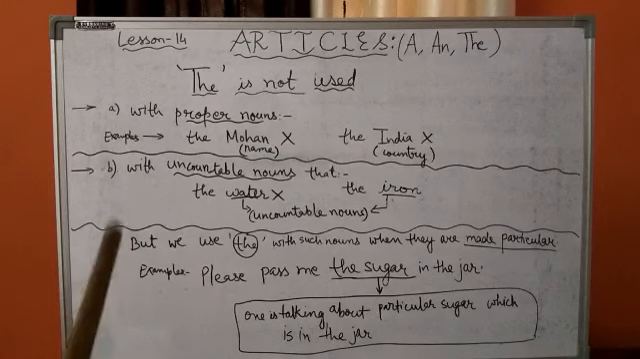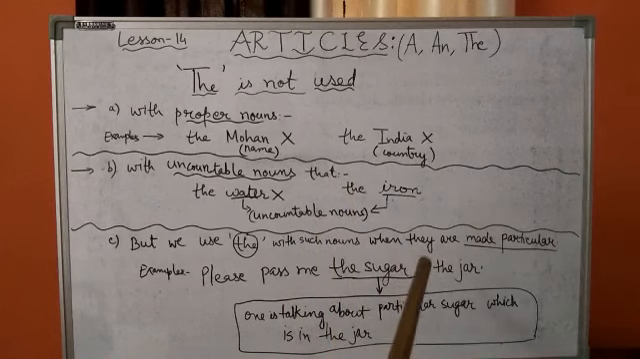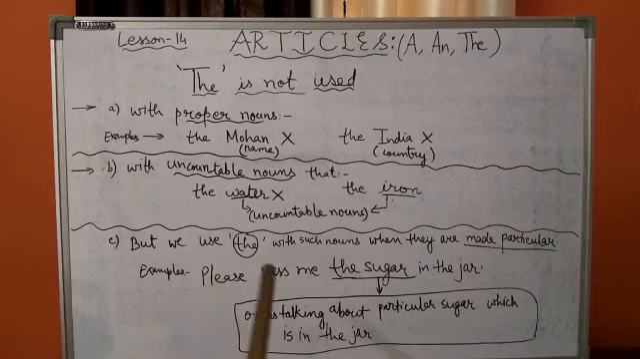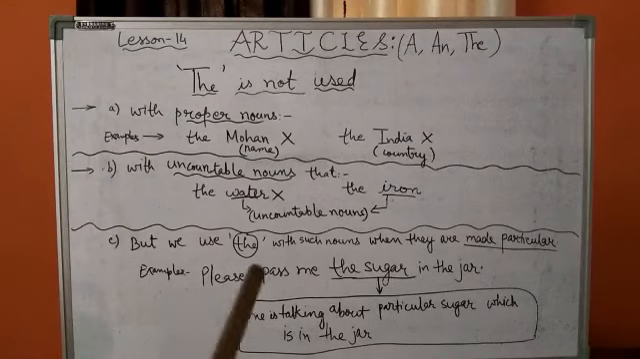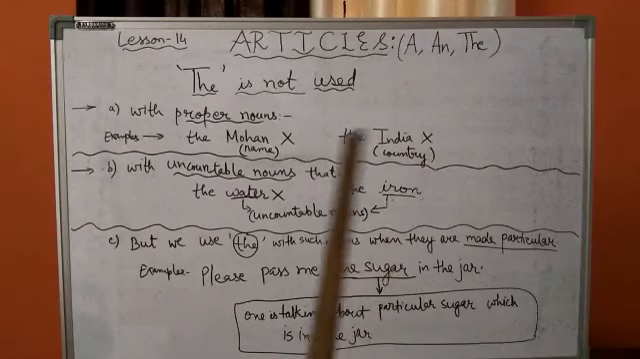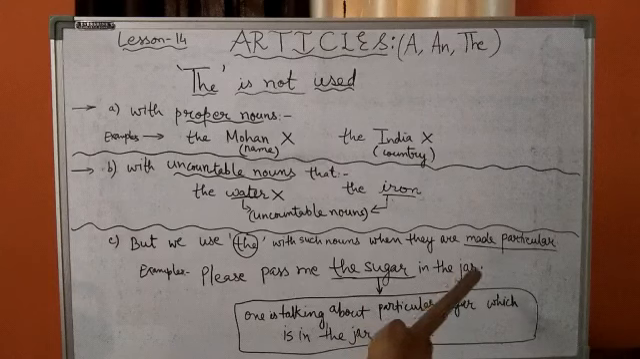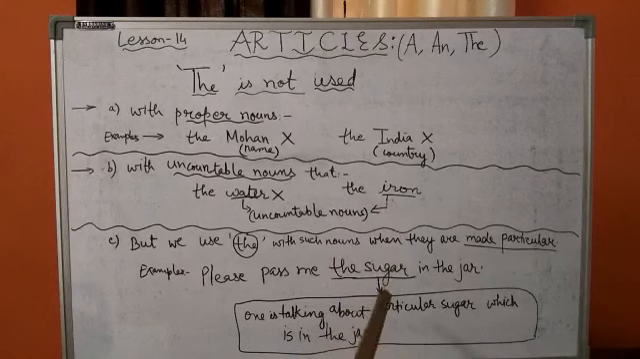Number C. But we use the with such nouns when they are made particular. For example, please pass me the sugar in the jar. Now students, here sugar is uncountable. But we have put the. The question arises why? Because this sentence is said by someone who means one is talking about the particular sugar which is in the jar. So we have to put the in that particular noun which is mentioned.